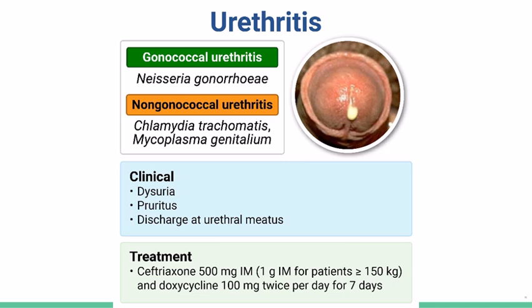And then this is just the answer there. Gonorrhea, chlamydia. Clinical findings are dysuria, pruritus, and discharge at the urethral meatus. Rocephin 500 milligrams IM, 1 gram IM for patients that are greater than or equal to 150 kilograms, and doxycycline 100 milligrams twice per day for 7 days. Also remind them to be careful of the sun because doxycycline and sun don't mix. Read that in a book once.